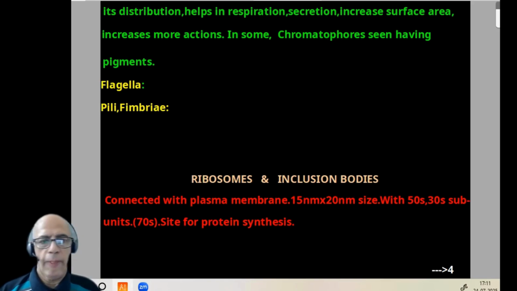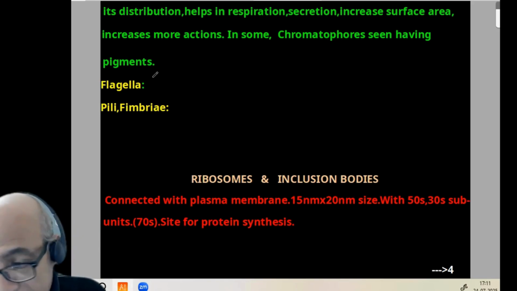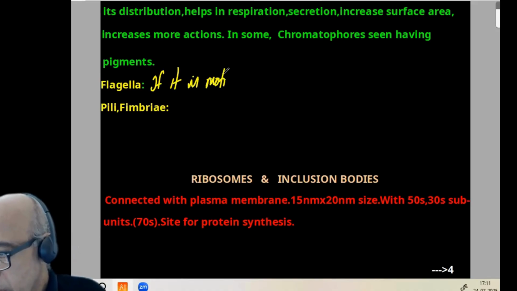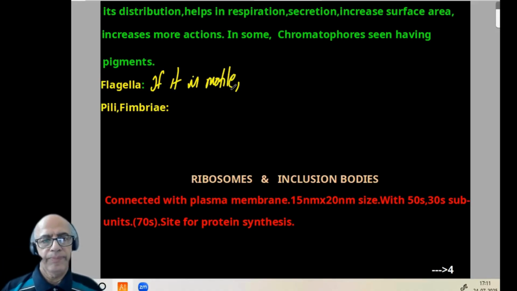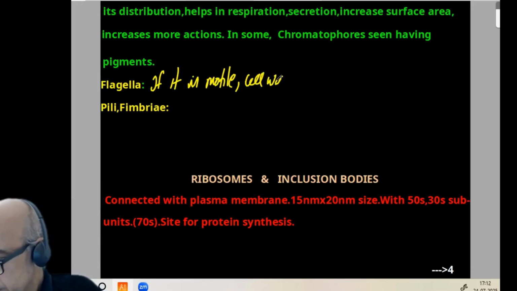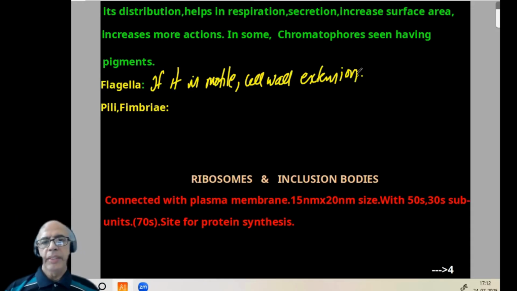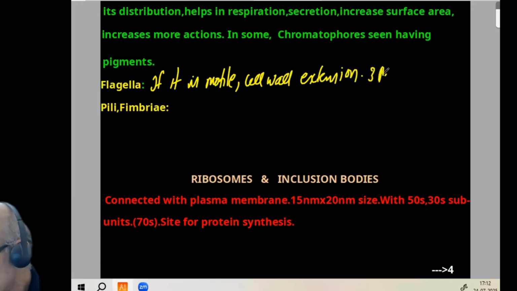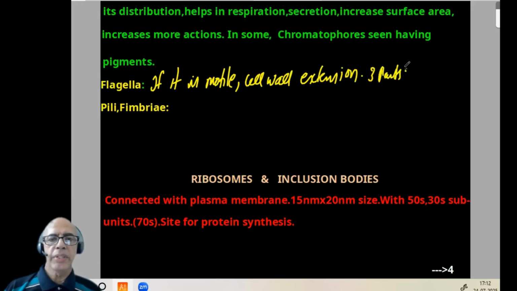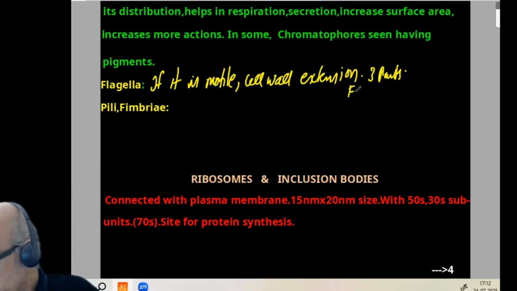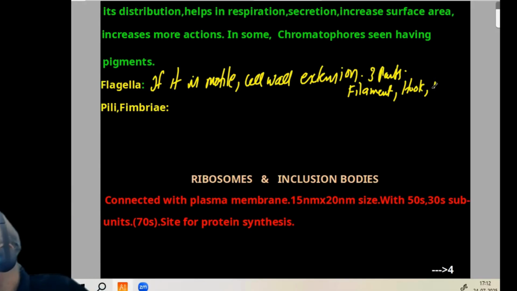Now comes flagella. Flagella are present if the cell is motile. Only under the motile condition is it present. The flagellum is a cell wall extension. Three parts will be there: filament, hook, and basal body.